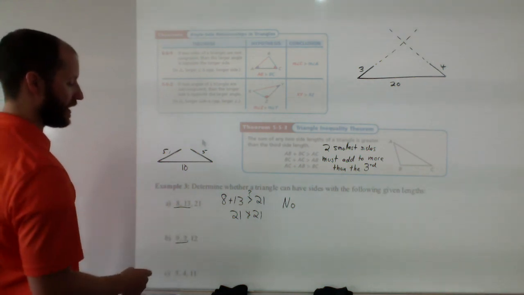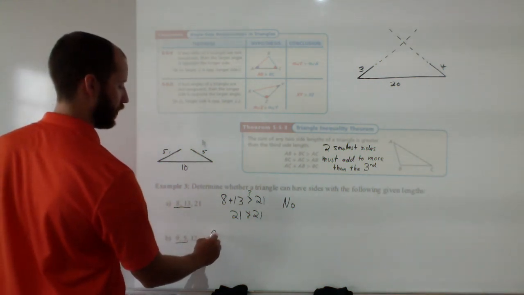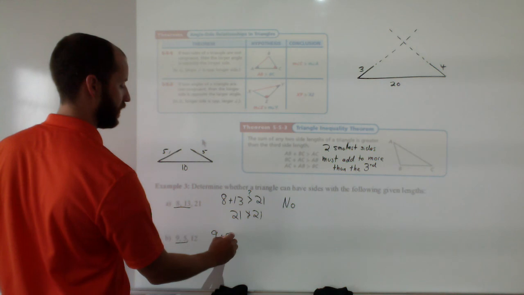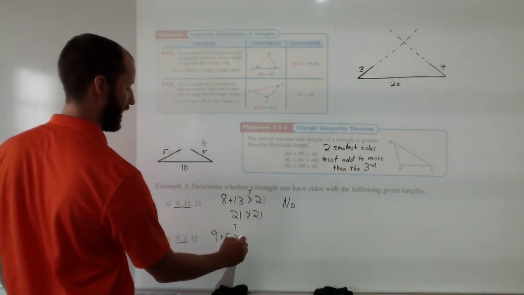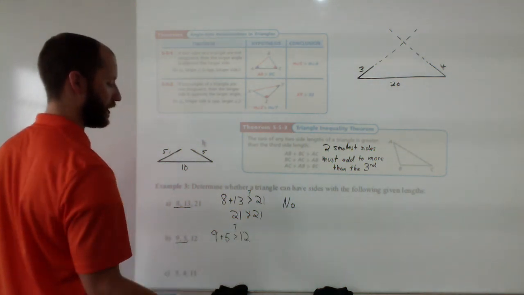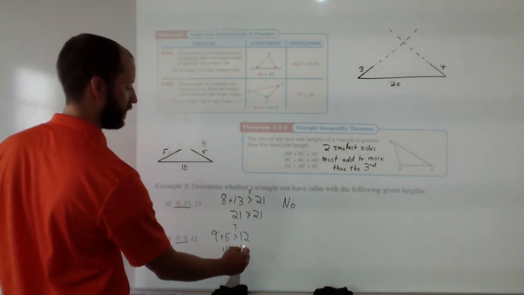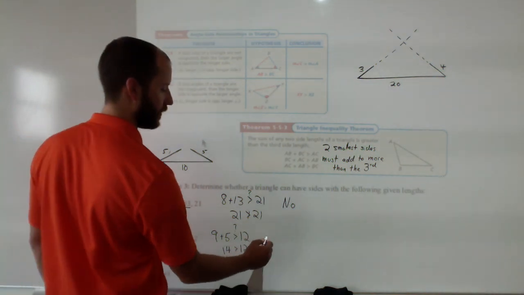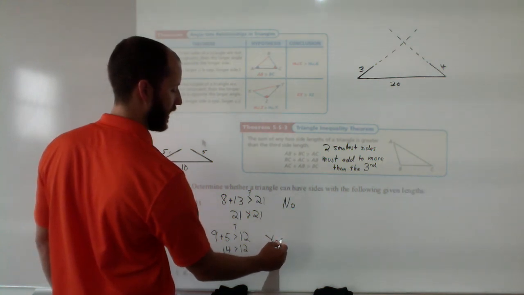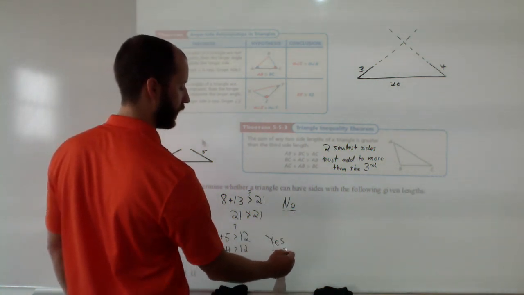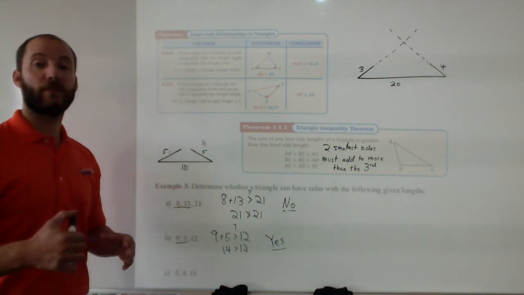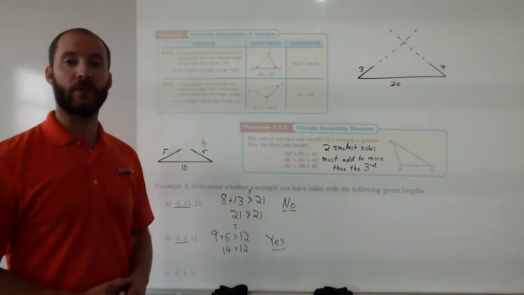Down in example B, 9, 5, and 12. So if you take 9 and 5 and add them, will they be greater than 12? Well, you add 9 and 5, you get 14. So yes, that will work. So look at the remaining examples. Check my completed notes online.